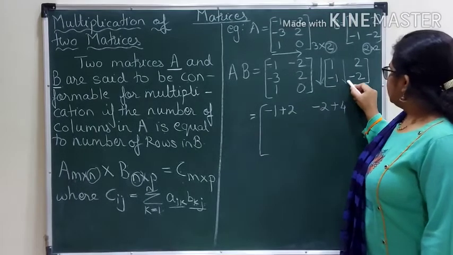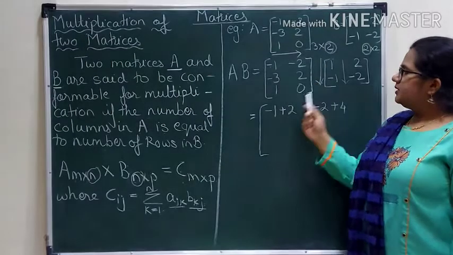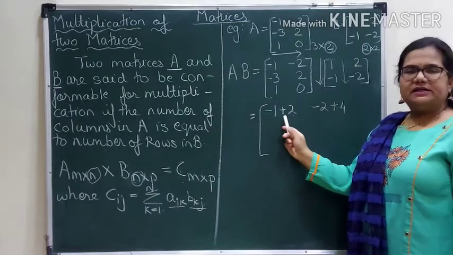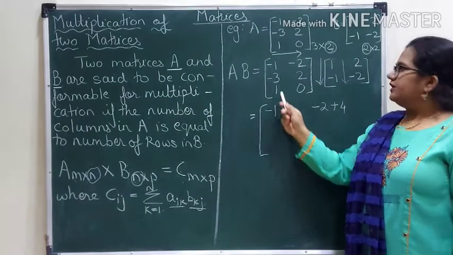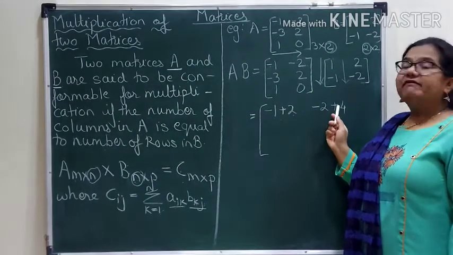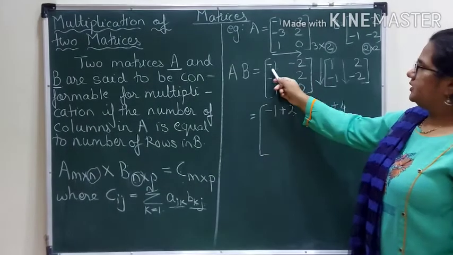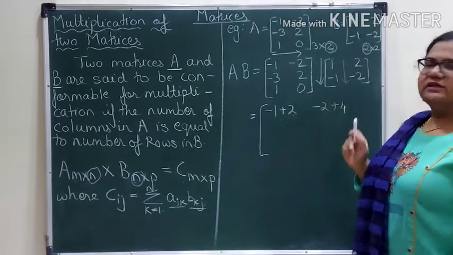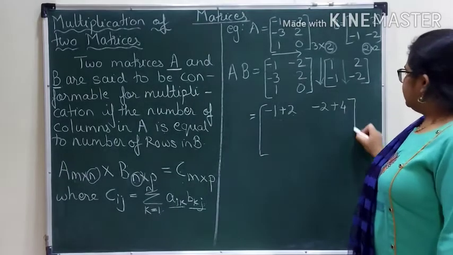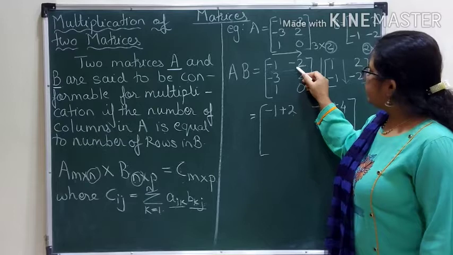So row wise and column wise I have gone. What I have done: first row, first column, and addition of those products gives me the first element a11. First row, second column multiplication gives me the a12 element. So first row multiplication with the first column and first row multiplication with the second column is over. Then we have to move towards the second row.